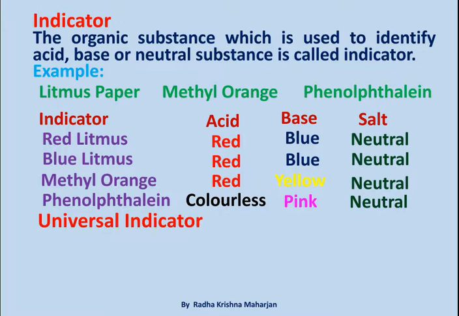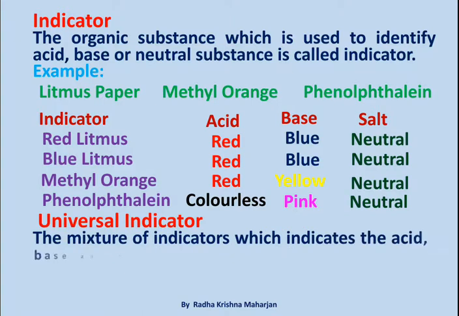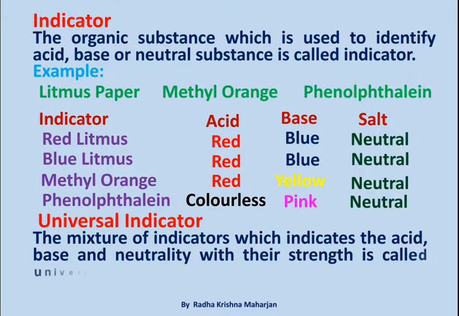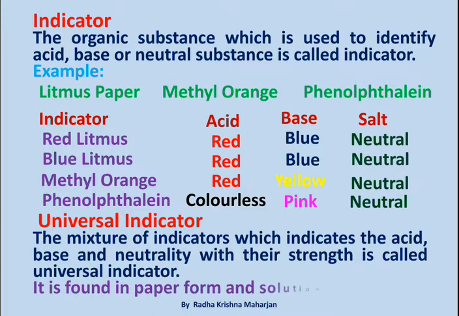Universal indicator: the mixture of indicators which indicates the acid, base, and neutrality with their strength is called universal indicator. It is found in paper form and solution form.